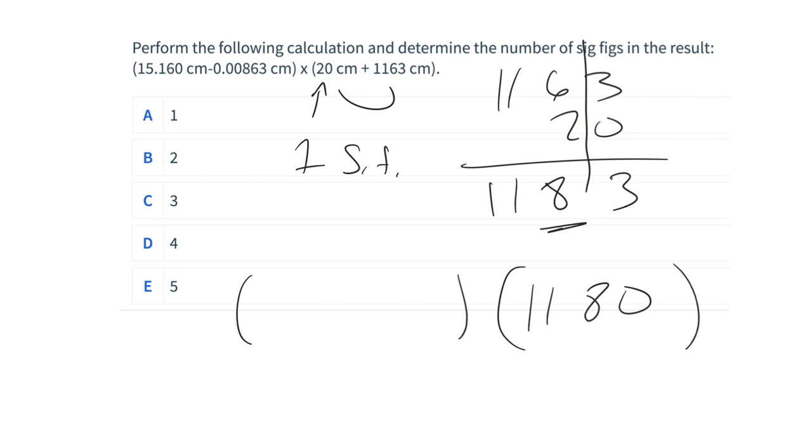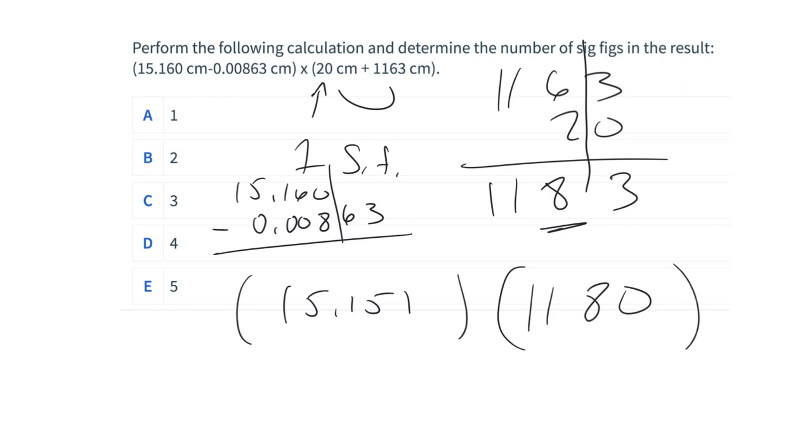And so if I have 15.160 and I'm subtracting 0.00863, I need to keep that to the placeholder that's higher. And so that's going to have 5 sig-figs, it looks like. So it'd be 15.151. So I have 3 sig-figs times 5. I'm going to keep 3 when I do the multiplication step last.